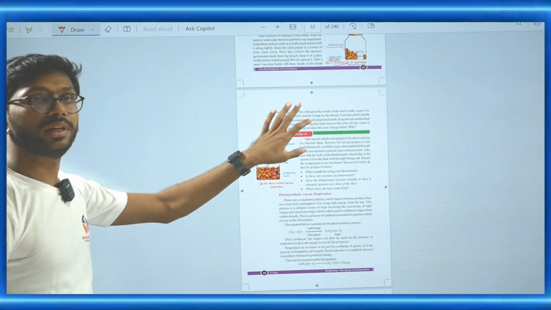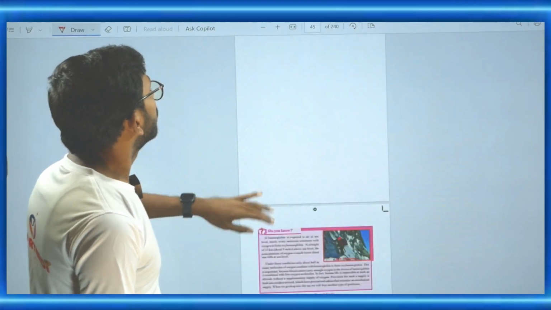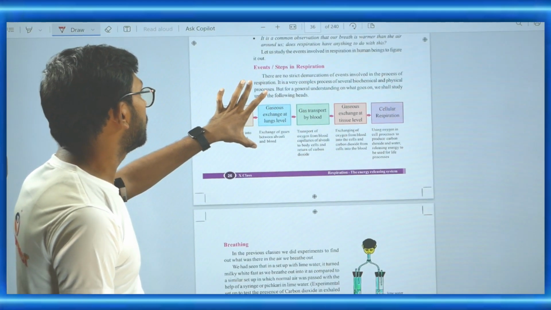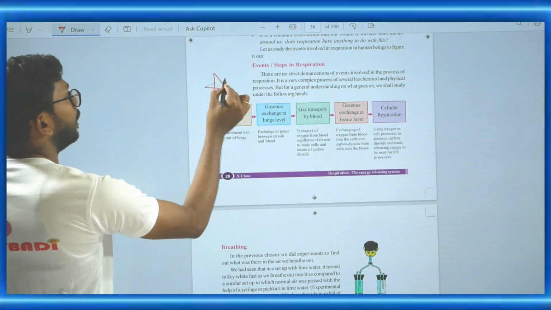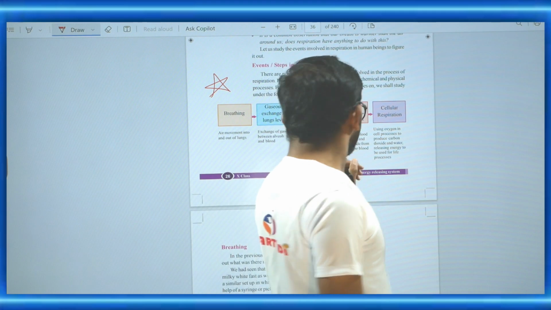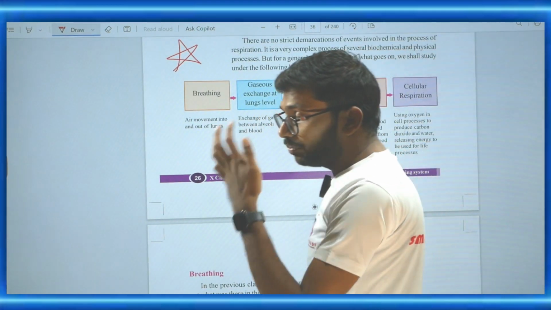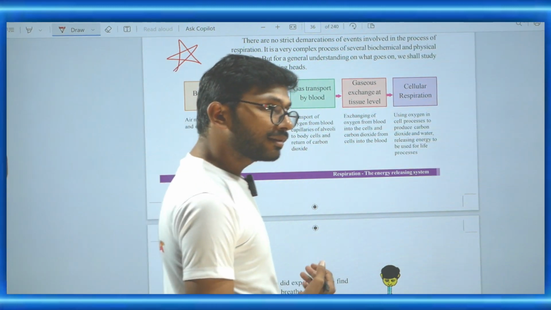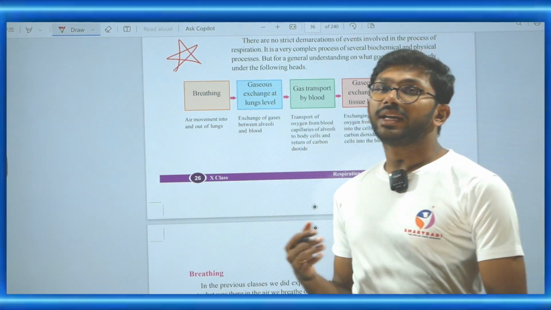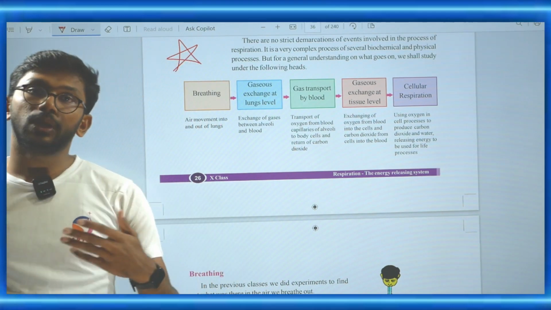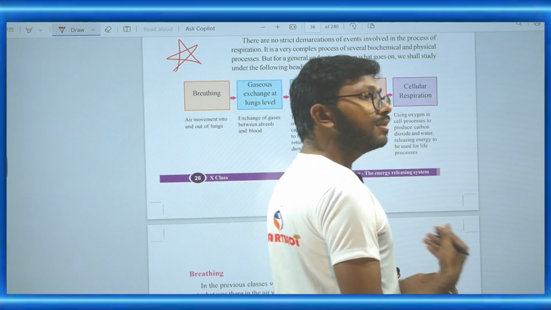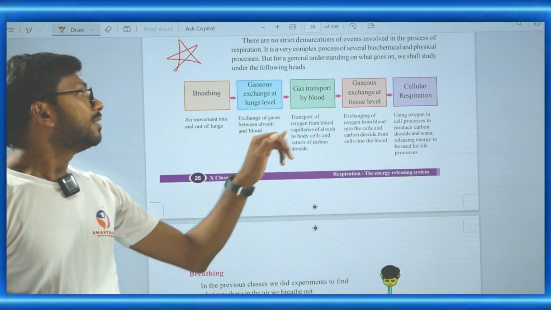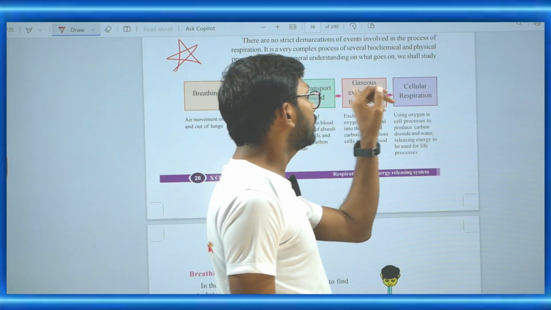So this is the total chapter on respiration. If you revise the chapter on respiration, the main things you have to remember are the steps and events that occur in respiration. That is the first thing. It starts with breathing, then it enters into gaseous exchange at the lungs level. Once at the lungs level, the gaseous exchange occurs from alveoli to the blood. As the oxygen reaches the blood, it also has to reach the target organs through the blood only. So now the gas transport by blood occurs.